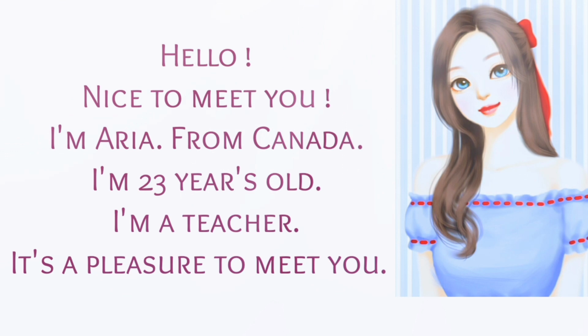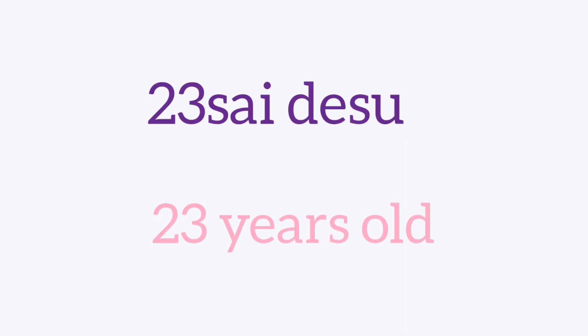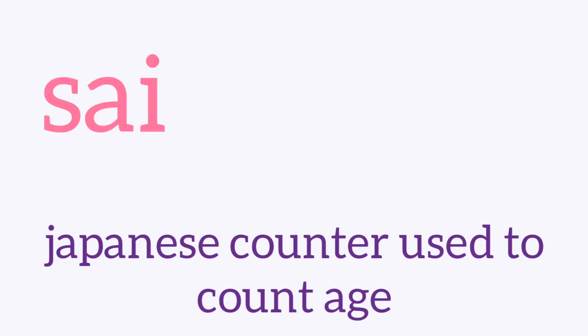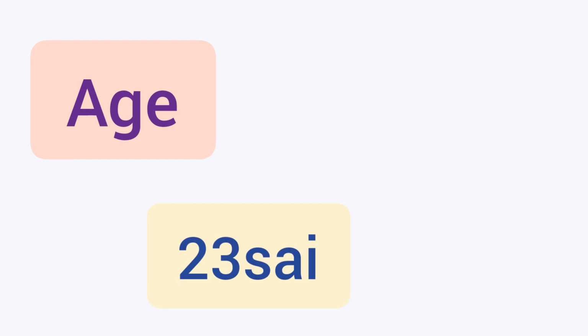Next, Aria said she is 23 years old. In Japanese, watashi wa 23歳です. Now you know watashi means I. So 23 is Aria's age. Simply replace it with your age. Sai is a counter used in Japanese to say age. First you write your age numerically and add sai after it. Let's see some examples.